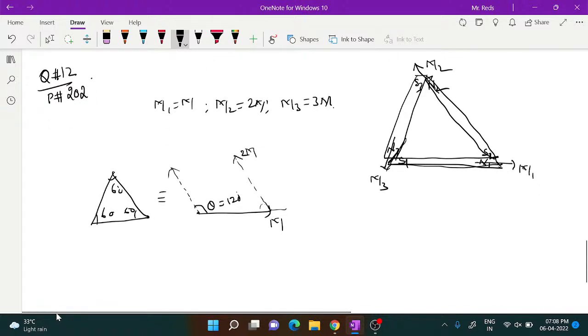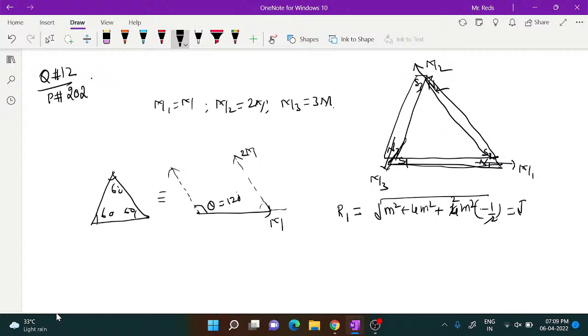The resultant of these two is equal to the square root of m1 square plus m2 square plus 2 m1 m2 cos theta. So m square plus (2m) whole square is 4m square, plus 2 times m into 2m, that is 4m square, into cos 120. Cos 120 is how much? Minus 1 by 2. So minus 2m square. 4m square minus 2m square is 2m square, plus m square is 3m square. So it is root 3 m, the resultant of these two.